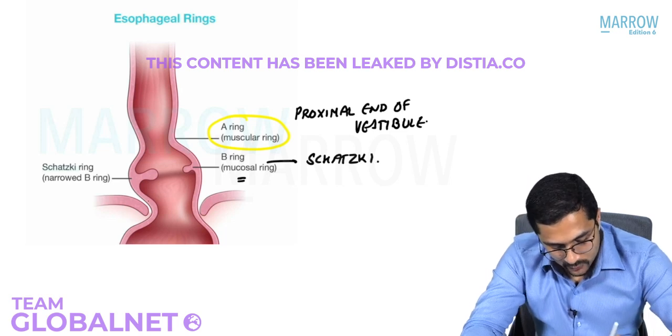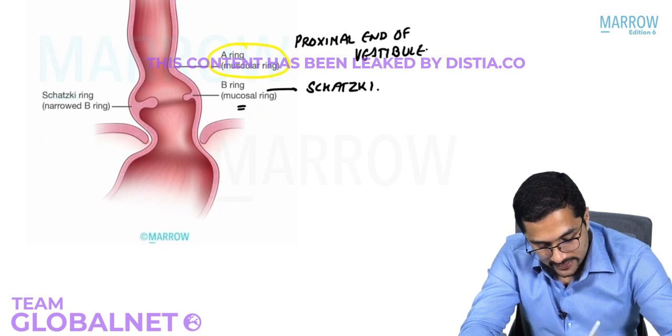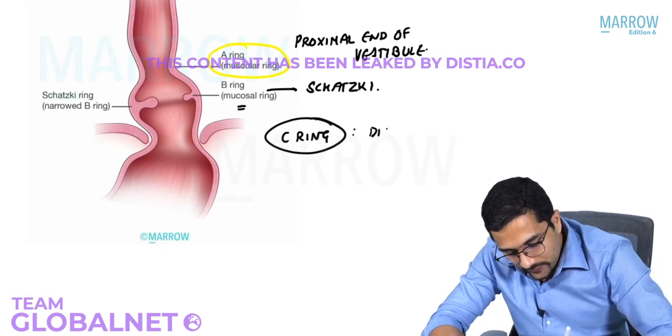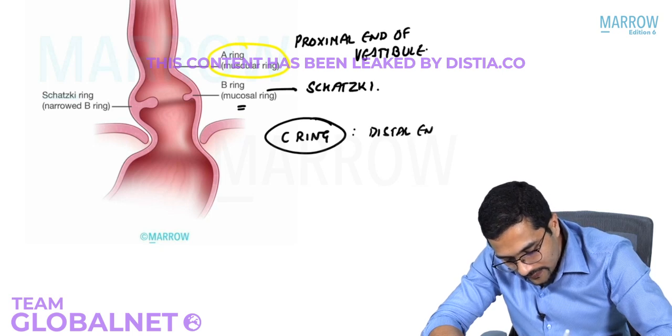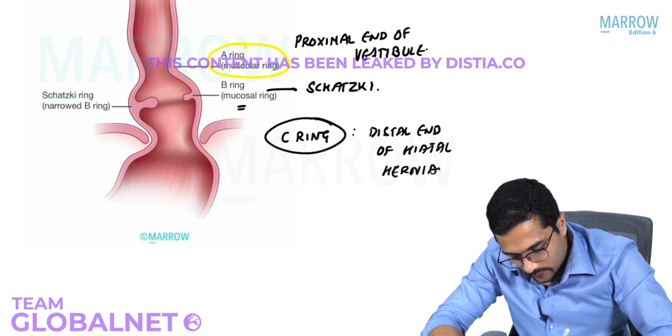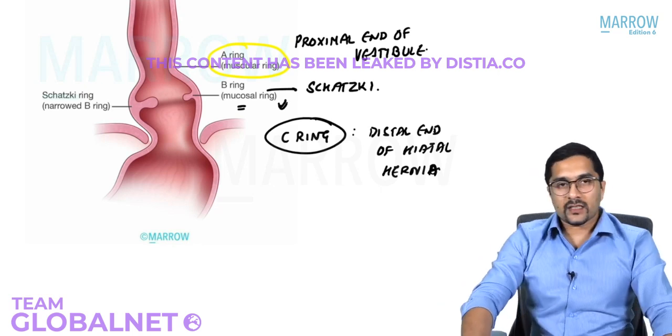And sometimes you will get a C ring as well. The C ring is the distal end of the hiatal hernia, sliding hiatal hernia if it is present. So the most popular one is the B ring, which is the Schatzki's ring, which I've just told you about.